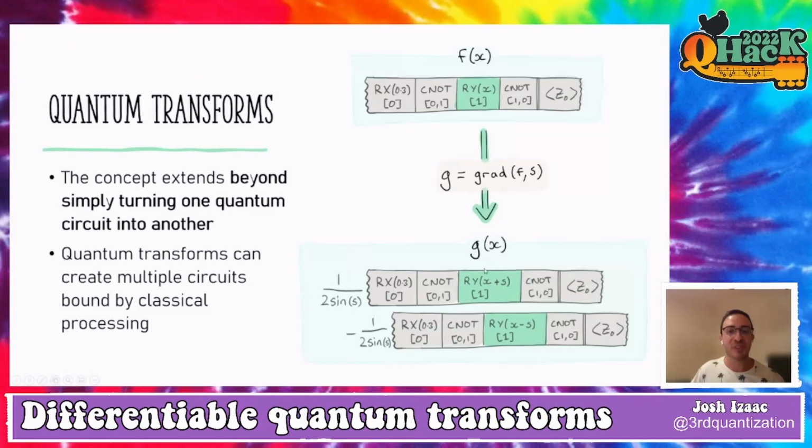This is our transformed quantum function, and it contains internally two quantum functions, one that shifts the parameter of RY forward by S, one that shifts it backward by S, and then we simply take the linear combination with the two parameter shift coefficients. So this is an extension of the concept to one where a quantum transform maps a quantum function to multiple quantum functions and classical processing.